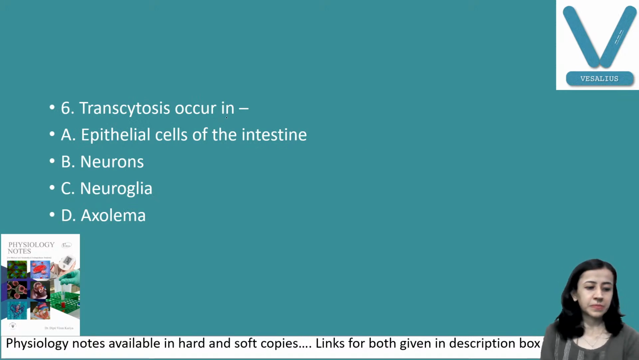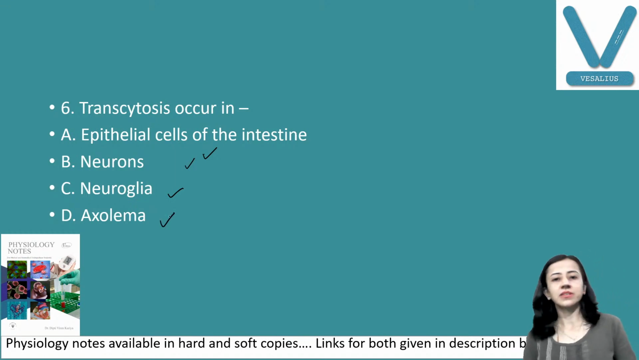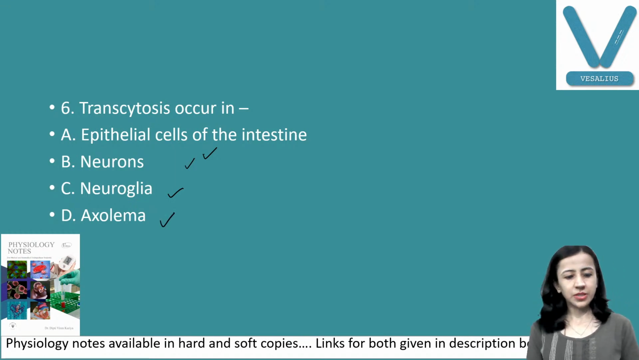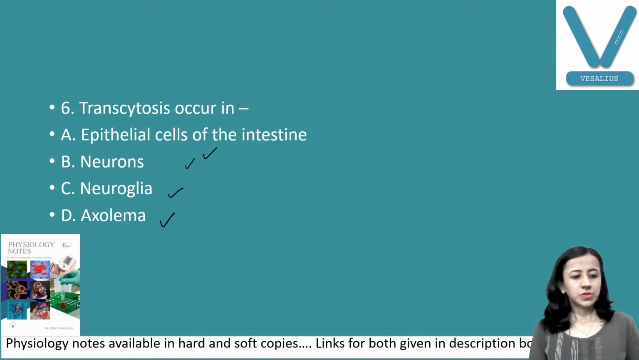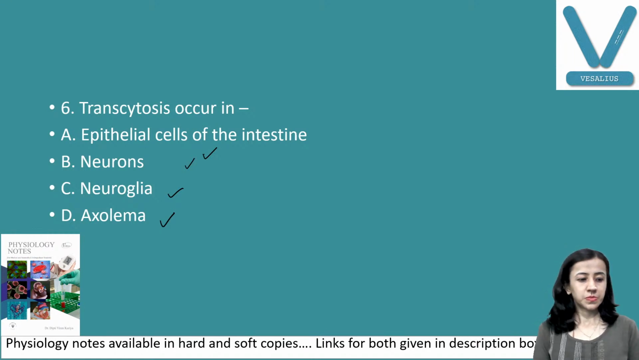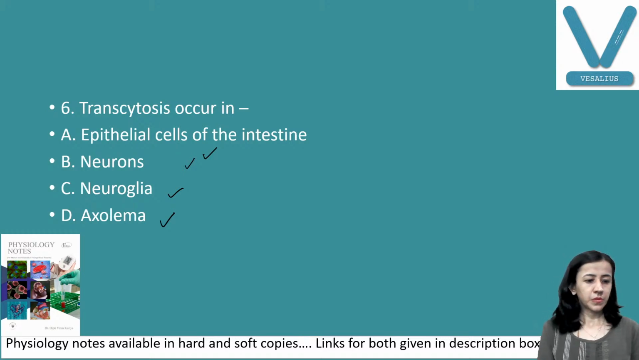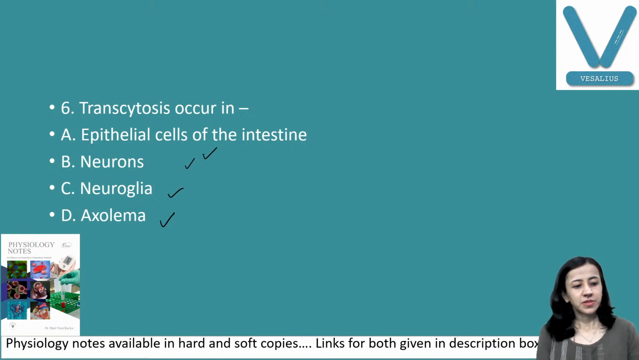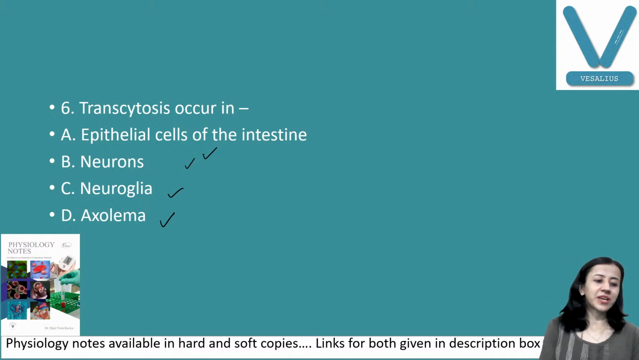Transcytosis occurs in epithelial cells of intestine, neurons, neuroglia, and exolemma. This is an easy answer. You should be able to answer me. What is transcytosis? No, okay, I will answer.